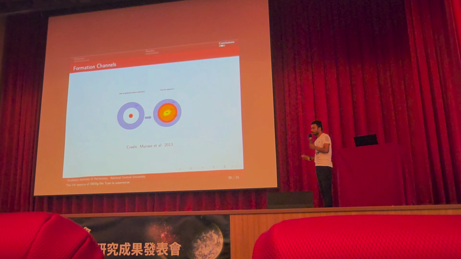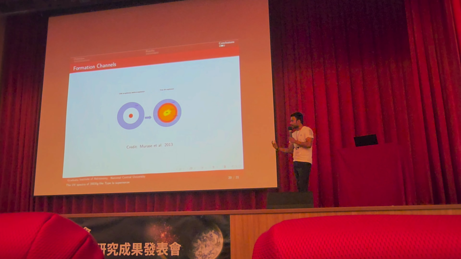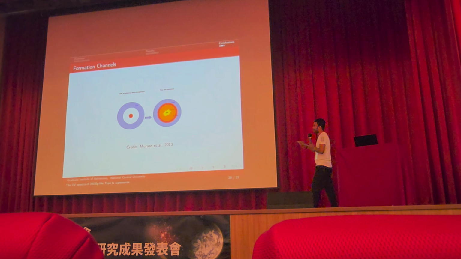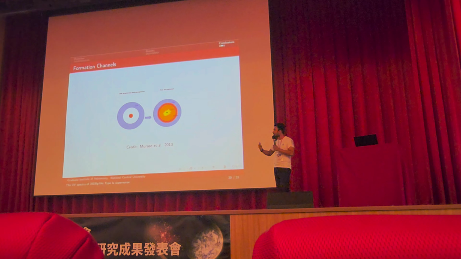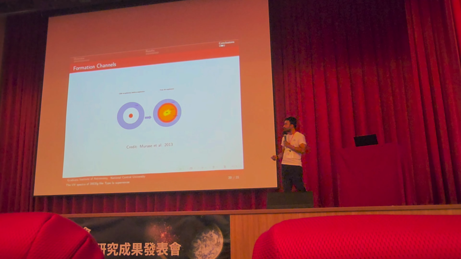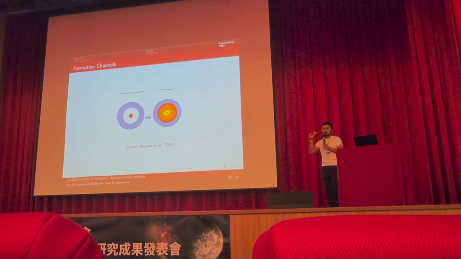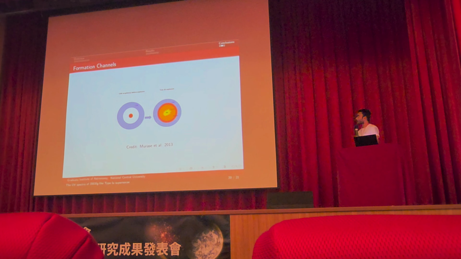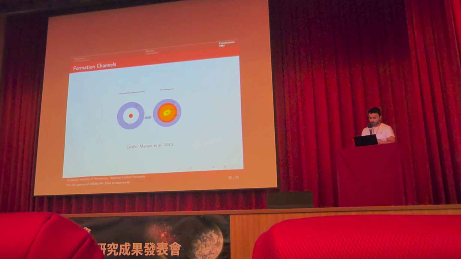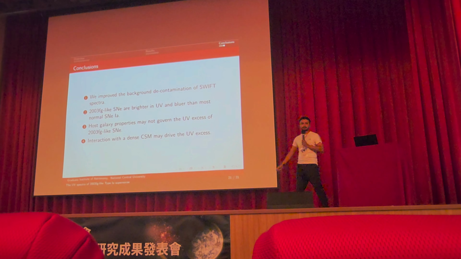This carbon-rich CSM could be there because there are two white dwarfs, and the smaller white dwarf is disrupted, and it creates this carbon-rich CSM. When this supernova explodes, the ejecta interacts with the carbon-rich environment, and it produces additional photons, UV and X-ray photons, and this could be the answer. This could be one of the ways you can get more UV excess in these objects. So yeah, those are my conclusions and I'll take questions.